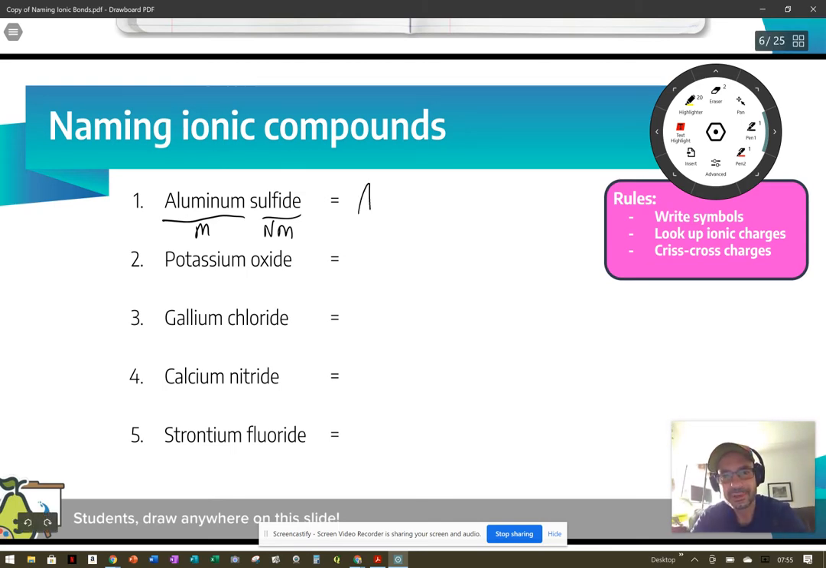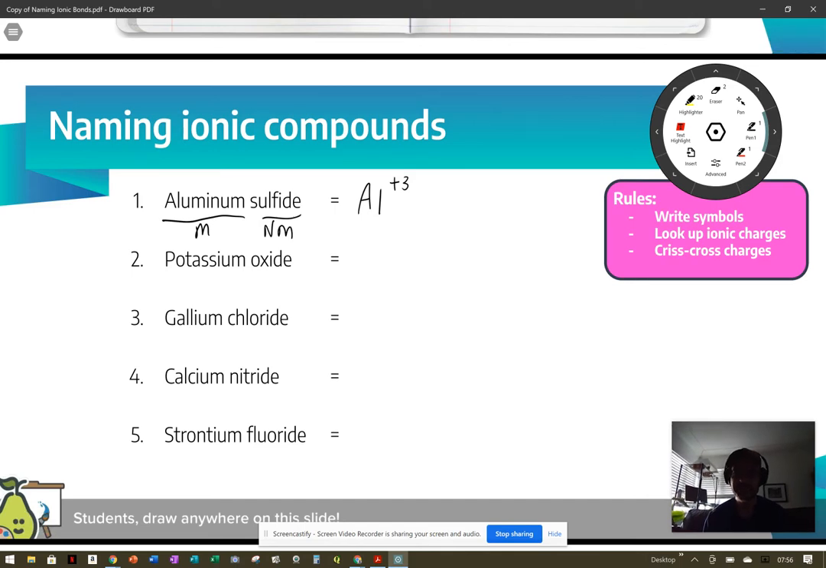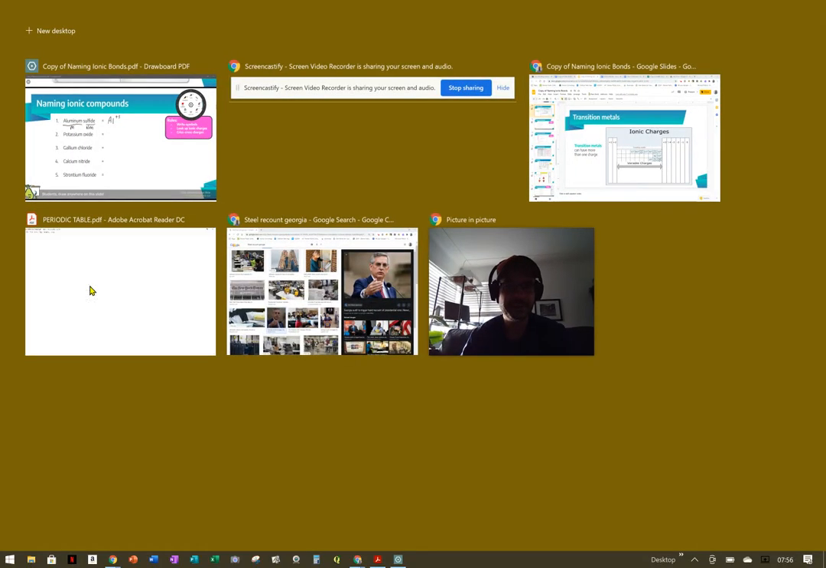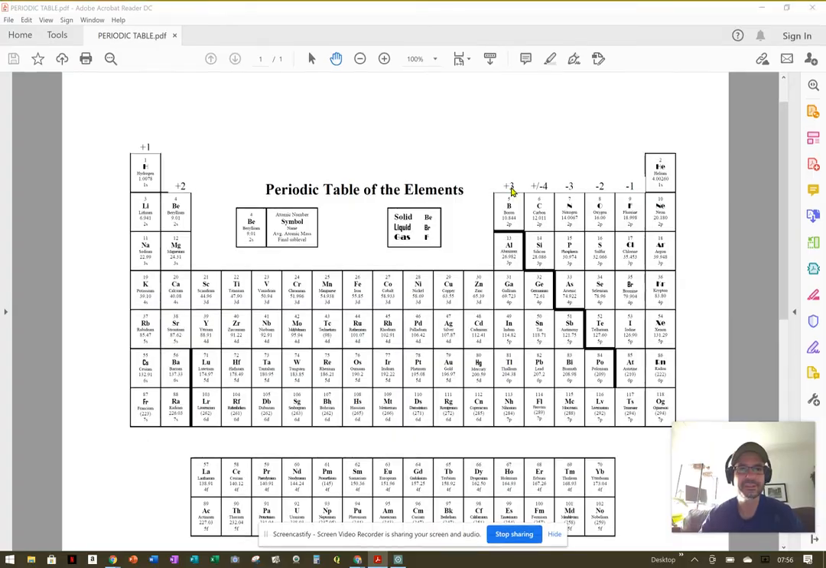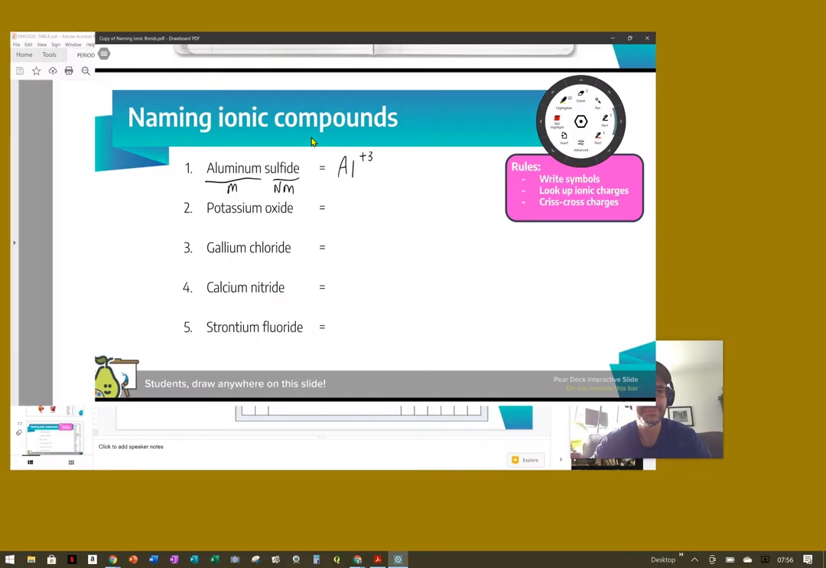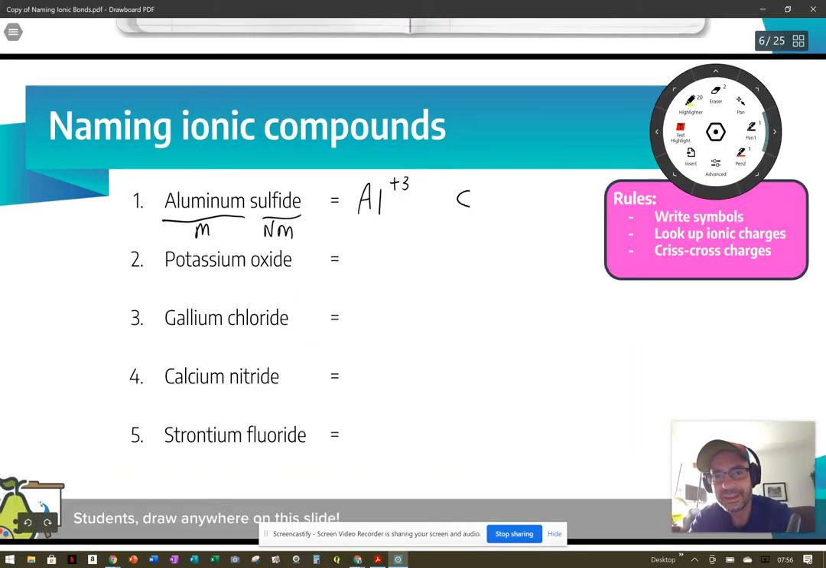So first thing I'm going to do is find aluminum and write what its charge will be. On the periodic table, if you look above it, it'll tell you the charge. So looking at our periodic table, I find aluminum above it is +3 because it's going to lose those 3 valence electrons to become a +3 charge. And for sulfide, it's going to be a -2. Just look it up on the periodic table.